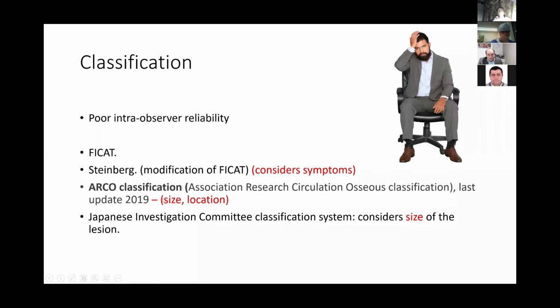There's the ARCO classification, which is a more complex classification. It takes into consideration the size and the location. And there's the Japanese classification, which takes the size into consideration. But more or less, we're talking about is there collapse or is there no collapse? And that's what would direct you: pre-collapse, hip preservation; post-collapse, then no hip preservation.